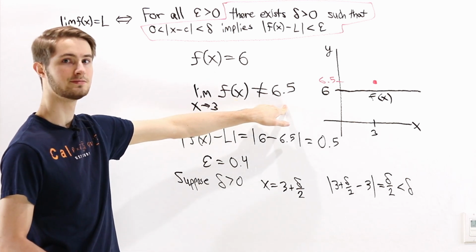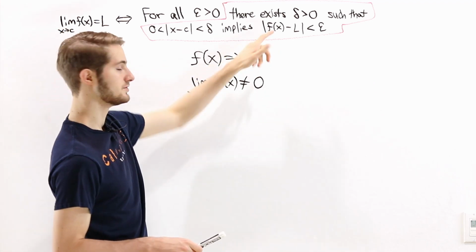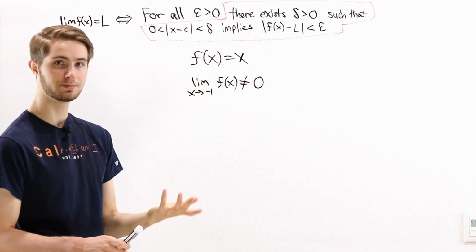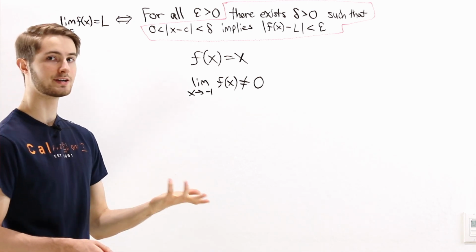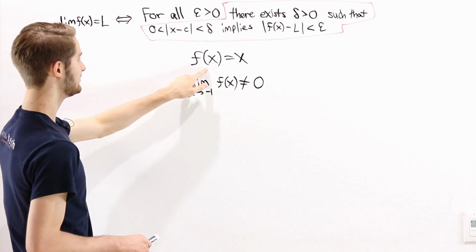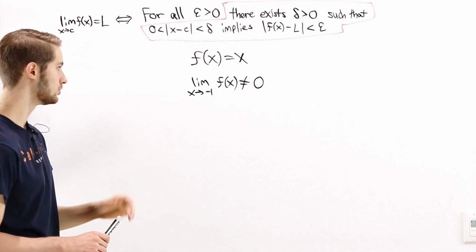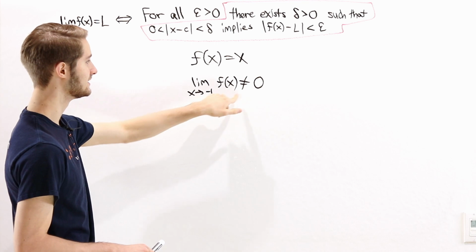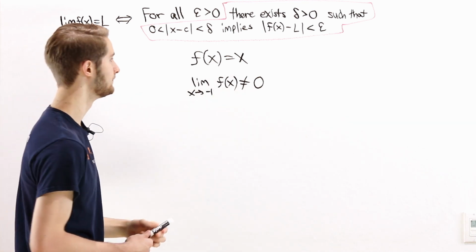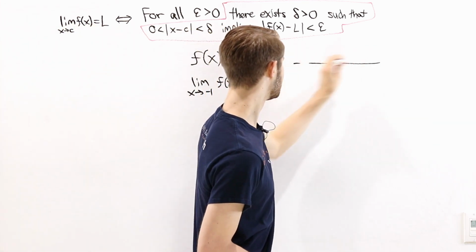So the example where f of x is just a constant function is the simplest example when we're doing limits. So let's look at an example of a non-constant function, which is f of x equals x. And our goal will be to show that the limit as x approaches -1 of f of x does not equal 0. So let's take a look at the graph.